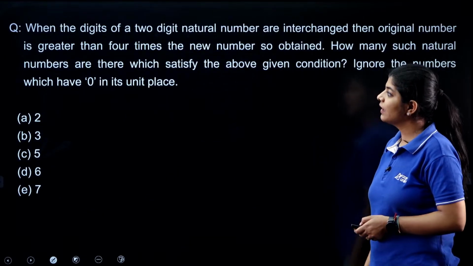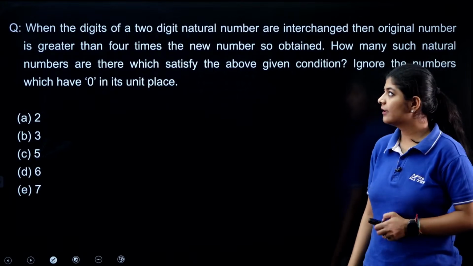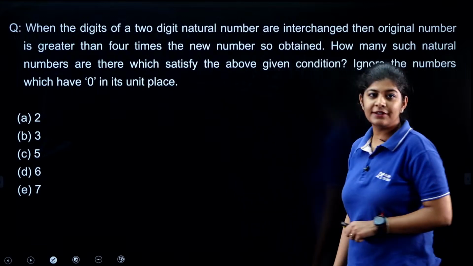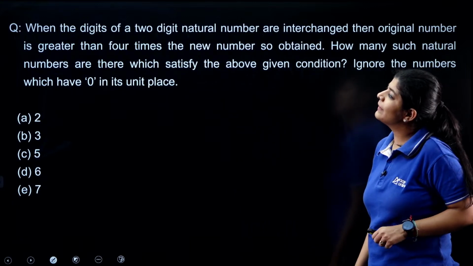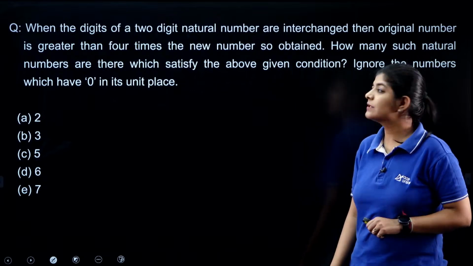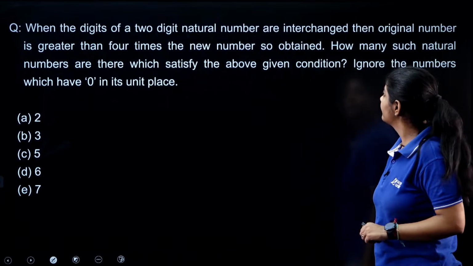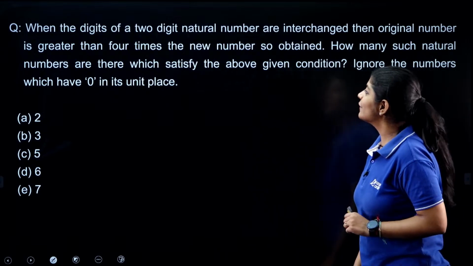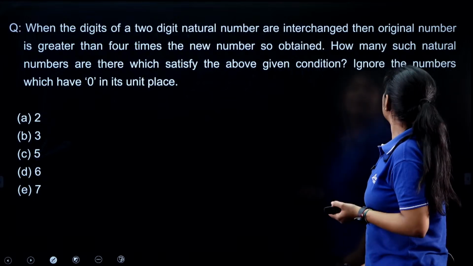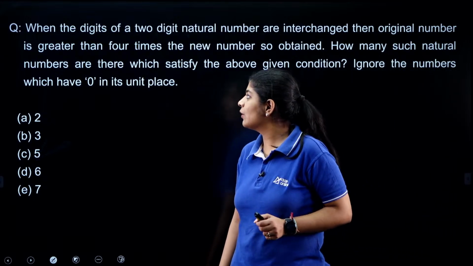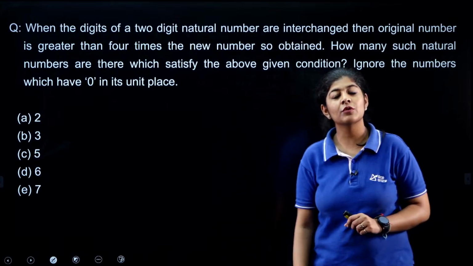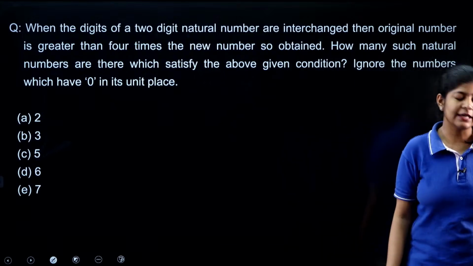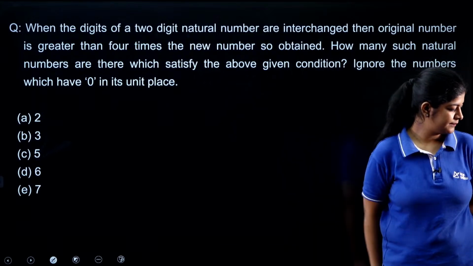Next. The next question says that when the digits of a 2-digit natural number are interchanged, then the original number is greater than 4 times the new number so obtained. How many such natural numbers are there which satisfy the above given condition? Ignore the numbers which have 0 in the unit place. If we are getting 0, then we simply need to eliminate it. So what answer are you people getting? How many such pairs did we get?